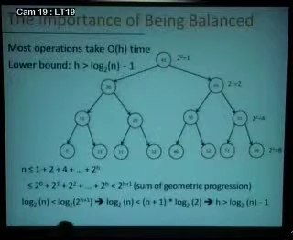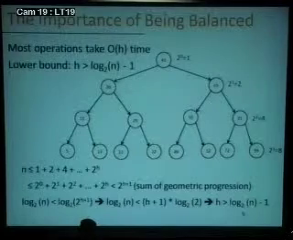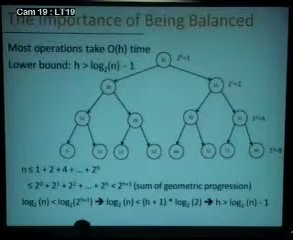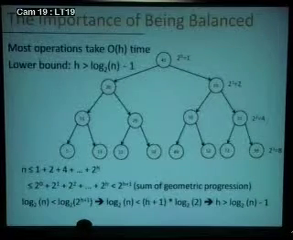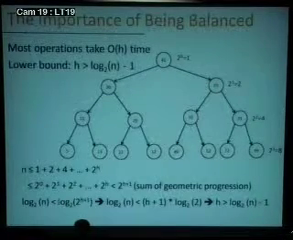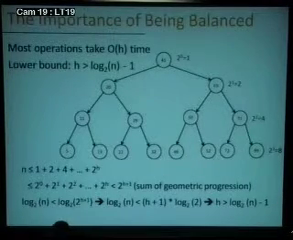So this is the lower bound, the best that we can do. The height of our BST will be at least log 2 of n minus 1. At least. It will be greater than that, but at least this. It cannot go lower than that. Okay? But how about the upper bound?